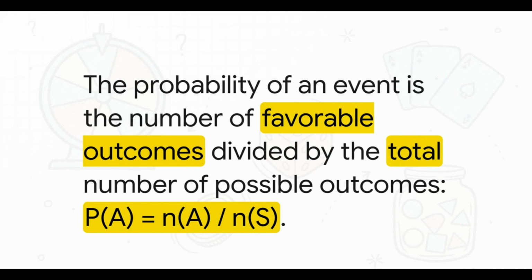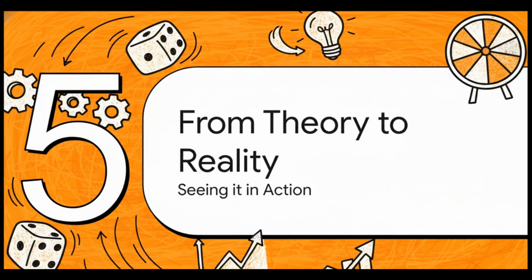Now, I know it looks a little formal, but the idea behind it is about as simple as it gets. The probability of any event is just the number of ways you can get the outcome you want, divided by the total number of outcomes that are possible. That's it. It's just what you want over what's possible. So let's stop talking theory and put this beautiful, simple formula into practice. We're going to move from theory to reality with a few quick examples to see just how powerful this thing is.